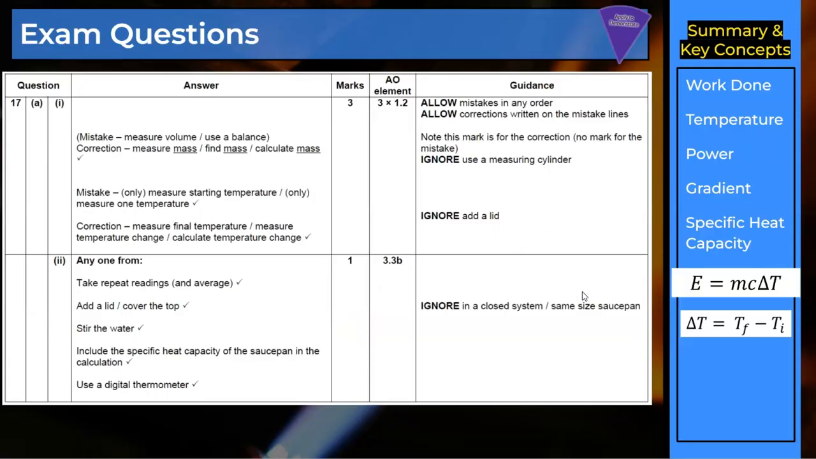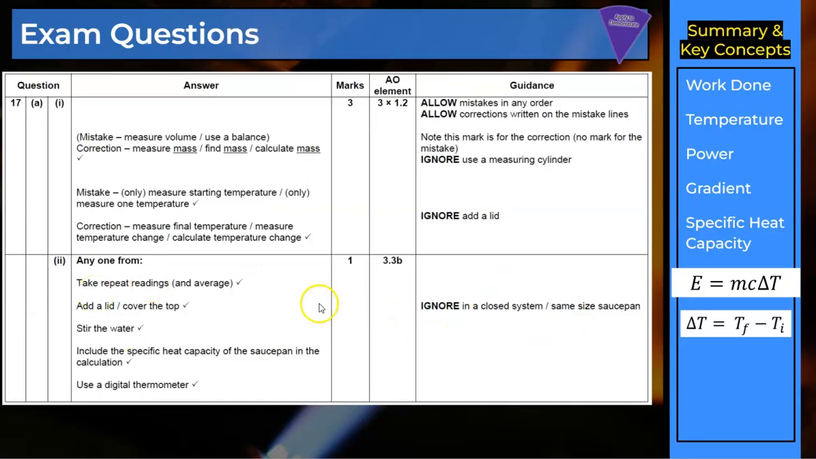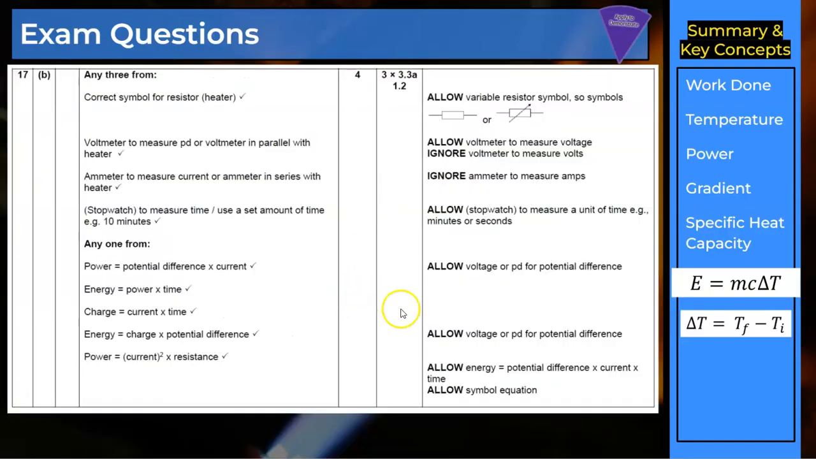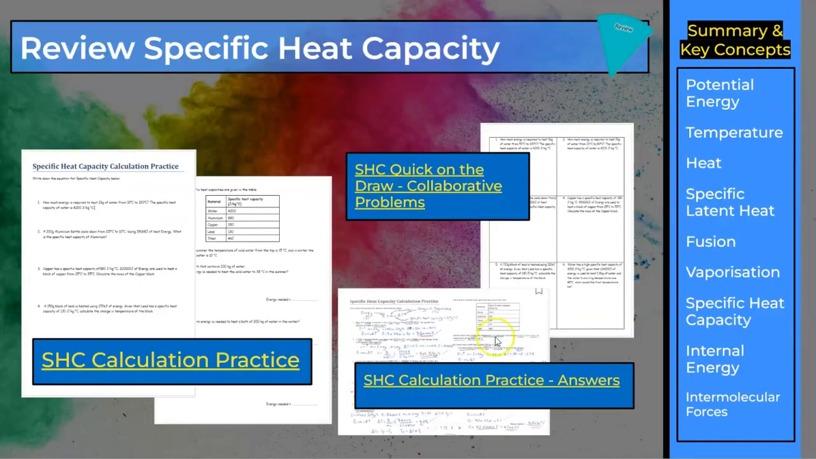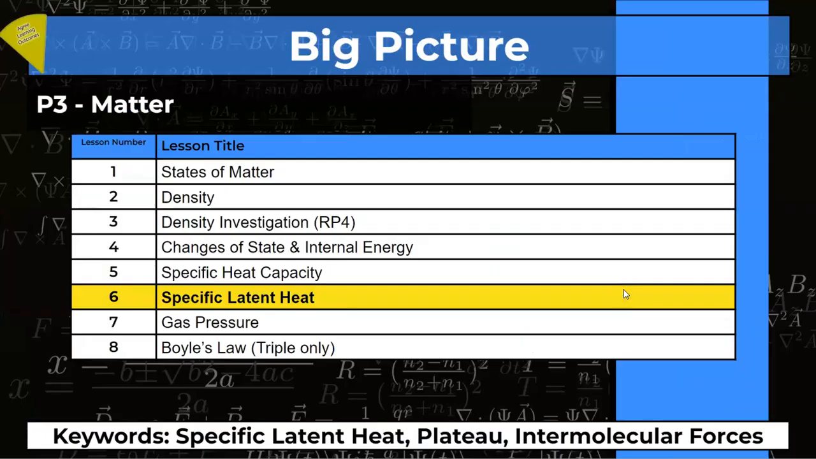Again, there are some different examples here. This question about ways of improving the practical is worth just taking a moment to have a look at. Again, another version this time, but with having to draw it from scratch, including the ammeter and voltmeter. And again, you can see how the marks were awarded in this example. There are lots of practice problems available to have a look at on specific heat capacity on the revision PowerPoint, so I encourage you to have a look at that if you feel you need more work on it.